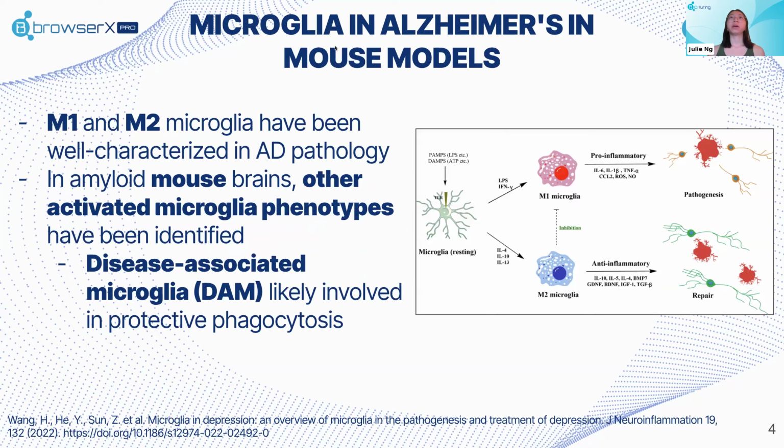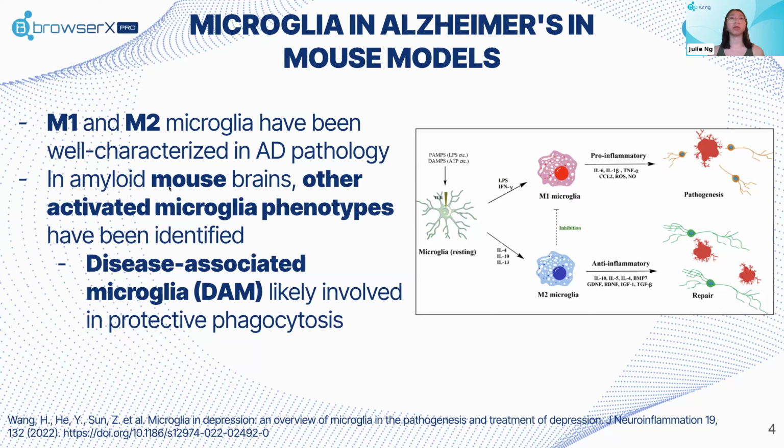A little bit about microglia and what research has been done in Alzheimer's. There has been research done in a lot of mouse models where people have been able to identify these subtypes called M1 and M2 microglia. These have been well characterized in AD pathology. In the image on the right, you can see our M1 microglia. These tend to be pro-inflammatory, which often leads to pathogenesis of other diseases. However, the opposite subtype, M2, tends to be anti-inflammatory. So these could lead to the repair of the cells within the brain.